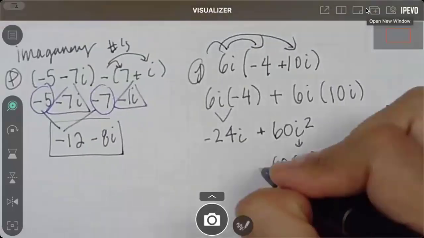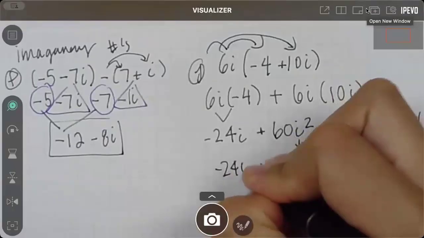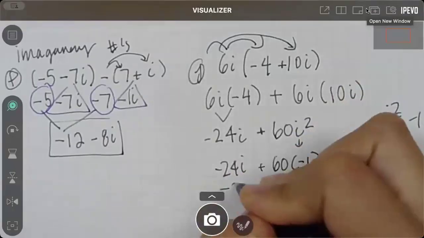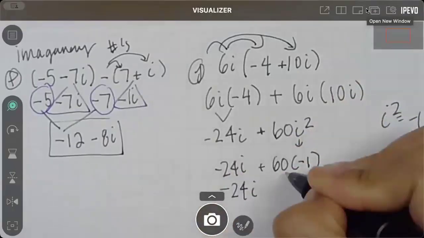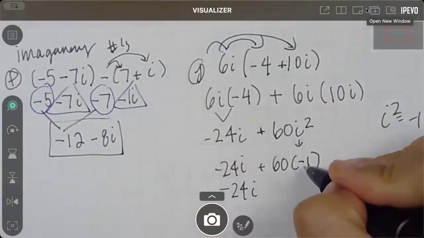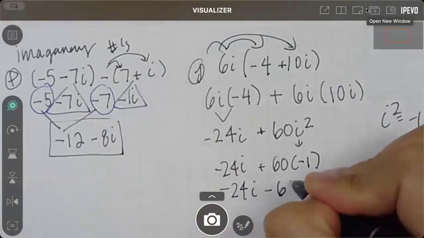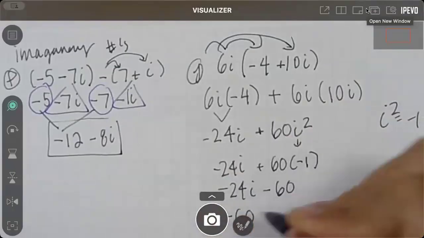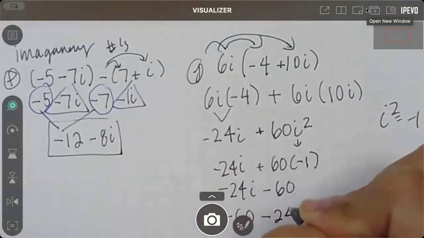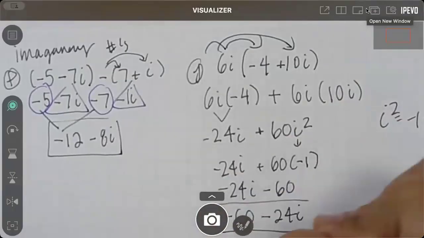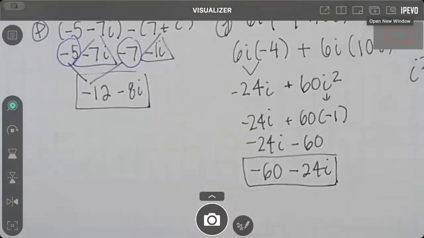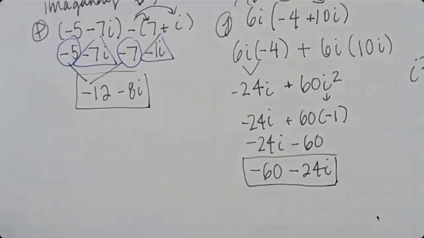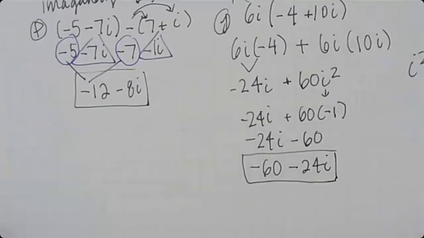So now I still bring the -24i down. Positive 60 times a -1 gives me a -60. And I need to put it in standard form, so my answer should look like -60 minus 24i, right? Standard form is your number and then your imaginary number next to it.